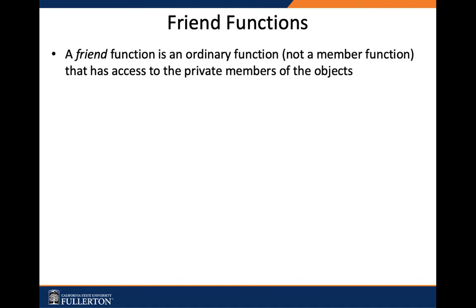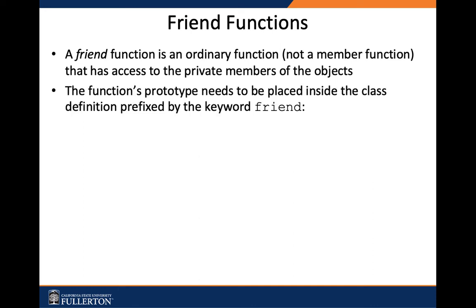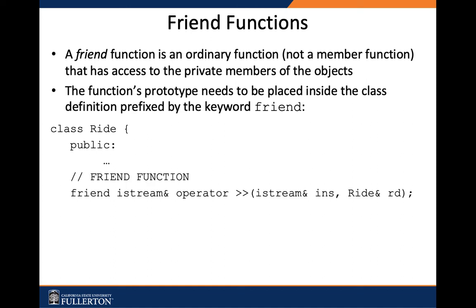A friend function is an ordinary function, not a member function, which has access to the private members of the object. The function prototype needs to be placed inside the class definition, prefixed by the keyword friend. For example, for the class write, let's declare a friend function, which is the istream operator for populating the data members of the object rd with values.